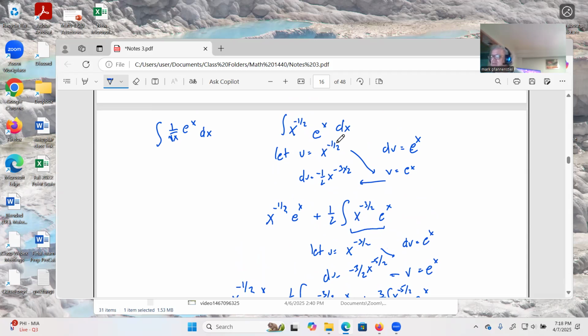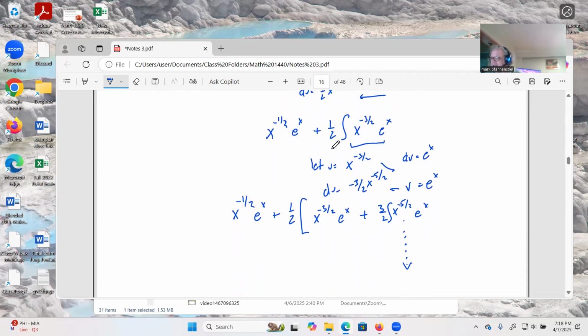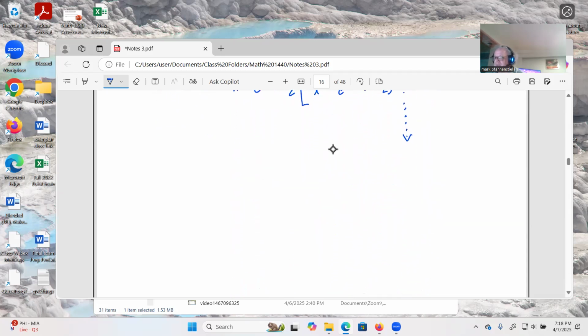But this time we let u equal x to the negative 1/2. Let's turn it around the other way. Let's just say we want to integrate x to the negative 1/2, e to the x, and we're going to say fine.